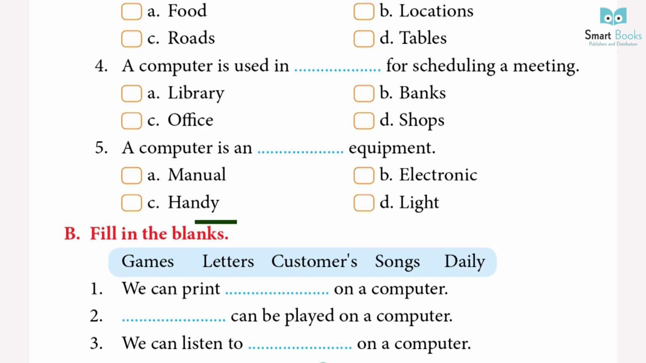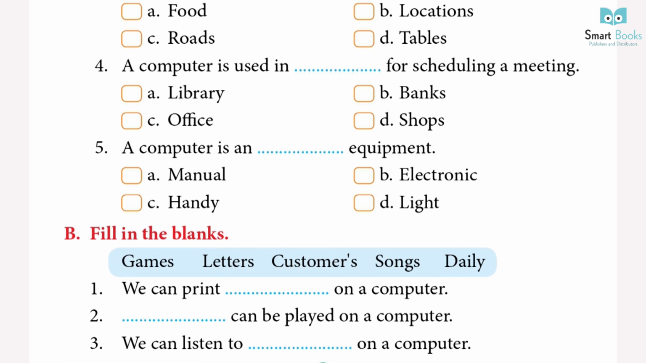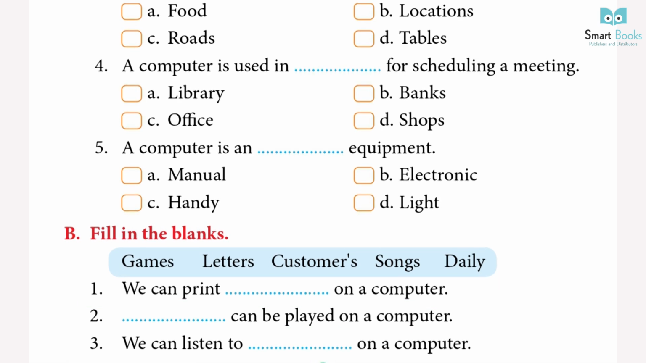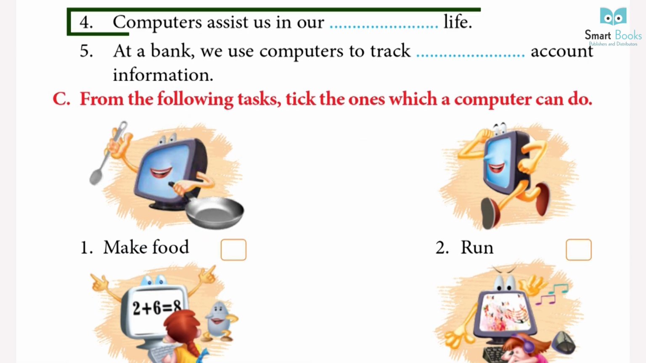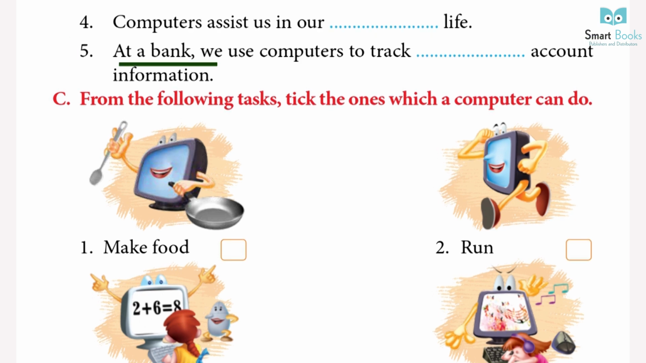B. Fill in the blanks. 1. We can print dash on a computer. Answer: letters. 2. Dash can be played on a computer. Answer: game. 3. We can listen to dash on a computer. Answer: song. 4. Computers assist us in our dash life. Answer: daily. 5. At a bank, we use computers to track dash account information. Answer: customers.